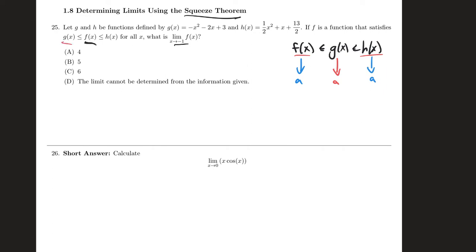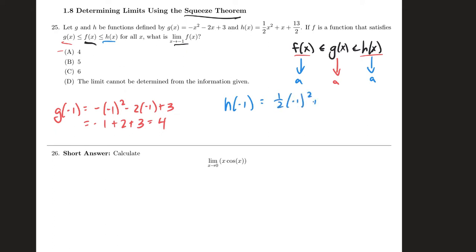So if I want to find the limit at -1 for this middle function, I check the two outside functions. So if I check g of -1, that means I'm plugging -1 in here. And that's 5 minus 1, which is 4. So it looks like that might be the option, but I also have to check h. So I'm doing the same thing, plugging -1 into h. 1/2 minus 1, 13/2. The 1/2 plus the 13/2 is going to be 7, minus 1 is 6.